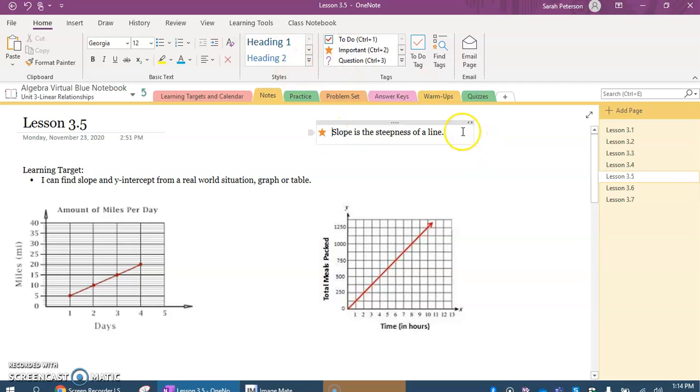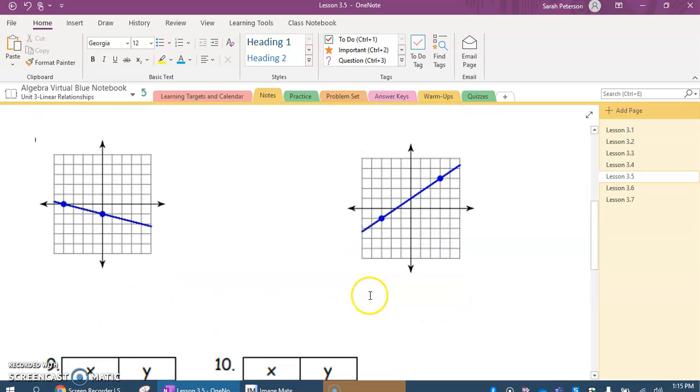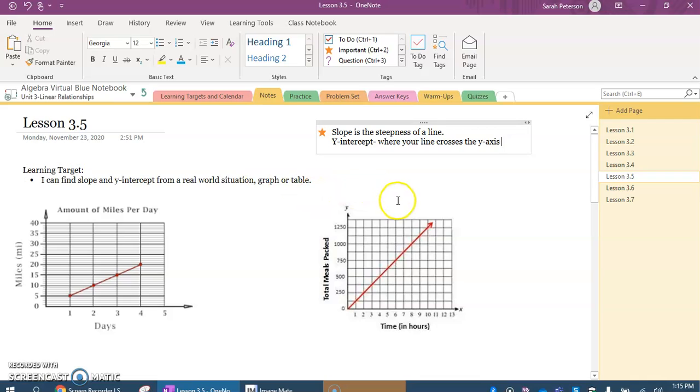And then y-intercept is exactly how it sounds. It's where your line crosses the y-axis. So we are going to look at the starting point for graphs like these, or where it crosses the y-axis for graphs like these. So we're going to be looking at the slope and y-intercept from a graph or a table.